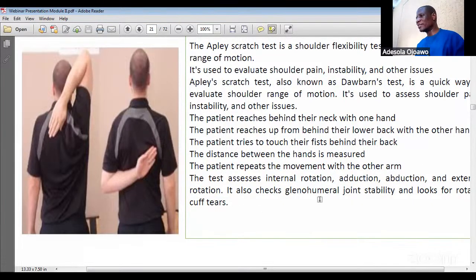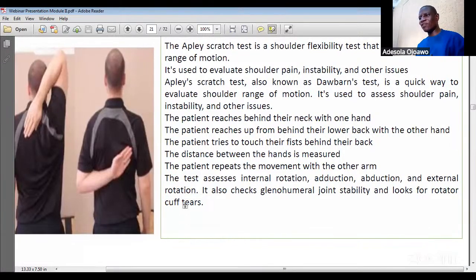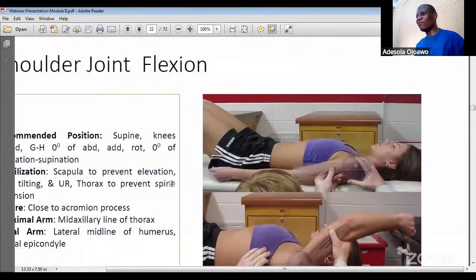The test assesses internal rotation, adduction, abduction, external rotation. It also checks the humeral joint stability and looks for rotator cuff muscle tears. So if there's tearing of the rotator cuff muscles, the patient will not be able to do that. I think you are following me.